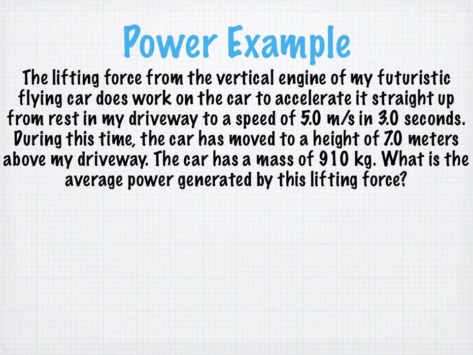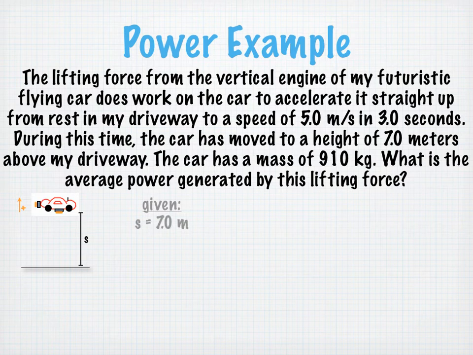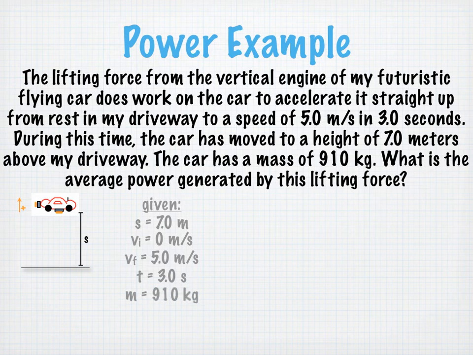Okay, what are we given? My car starts in my driveway and is displaced to a height of 7 meters above the driveway. Let's assign up to be the positive direction, giving us a displacement of 7 meters. Our initial speed is 0, and our final speed is 5 meters per second. The time it took to reach this speed was 3 seconds. And finally, the mass of the car is 910 kilograms.